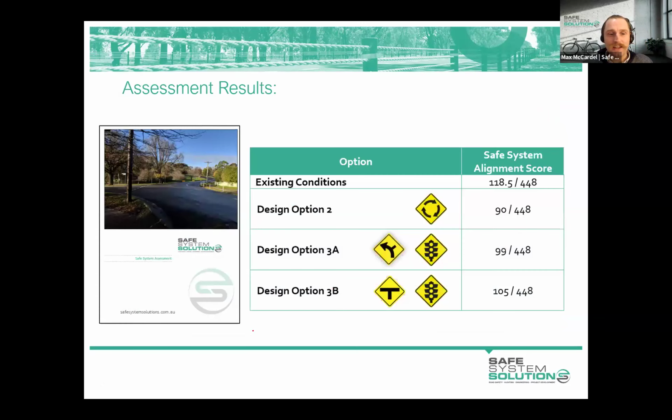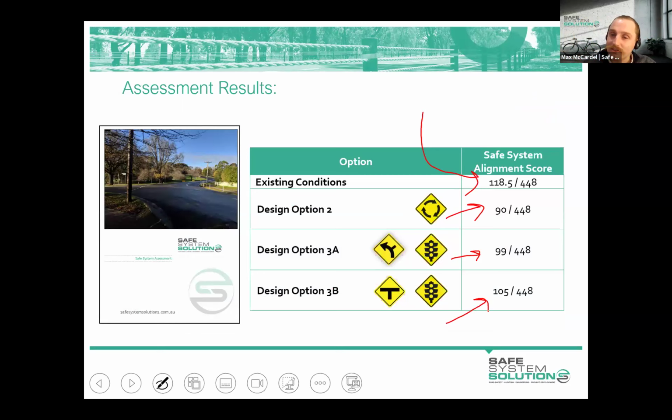And at the end of the day, what we get is an overall score, which our existing conditions, 118.5, the roundabout is giving us a score of 90, modified T, 99, and conventional T, 105. So the first thing that I can quickly ascertain is that the lowest score out of all of these is the roundabout. So it indicates to me that the roundabout is the best aligned with safe system principles at a high level. So that's just a quick glance. That's what I can determine.